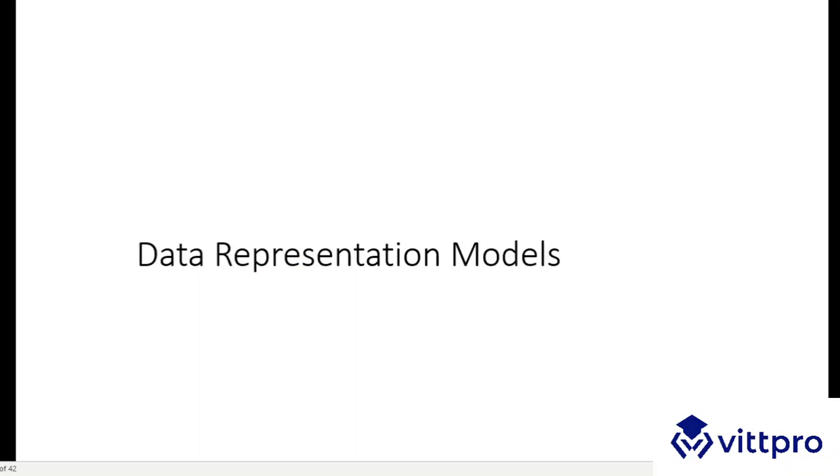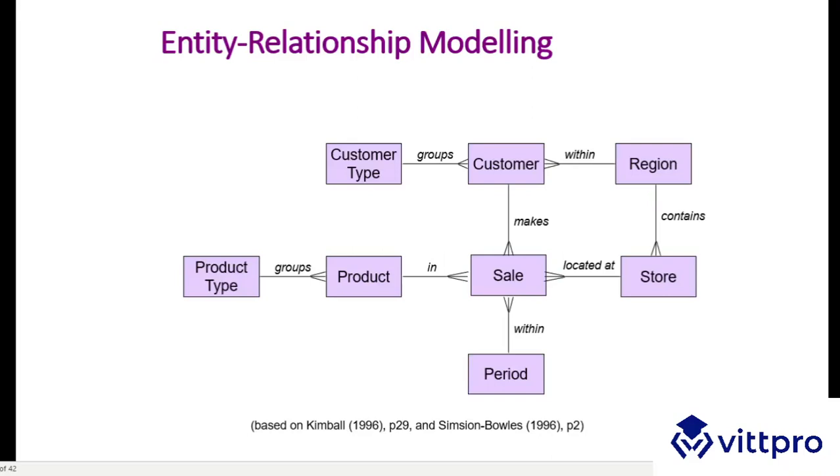Okay. Now we will be going inside the data warehouse to see how the data representation model works. So basically there are many types of data relationship models. One is called entity relationship modeling. We will just look at it from a perspective to make it easy, where everything is related with the one.